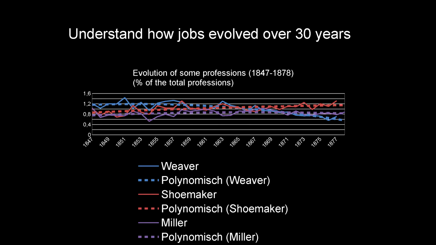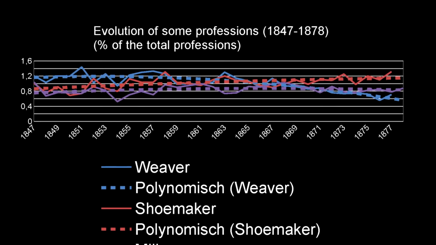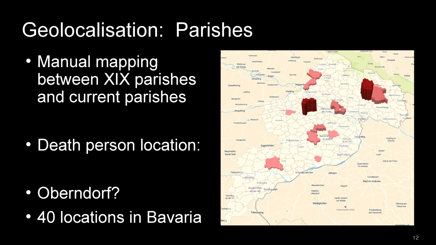And once you have this, you can easily compute, here, the evolution of some professions over the period. So you see that the weaver, in the dotted line is the interpolation of the values. The weaver profession is decreasing, while the shoemaker profession, in red, is increasing, and the miller profession is quite stable. So this is the kind of information you can now automatically extract from the database. So here you can see some temporal evolution.